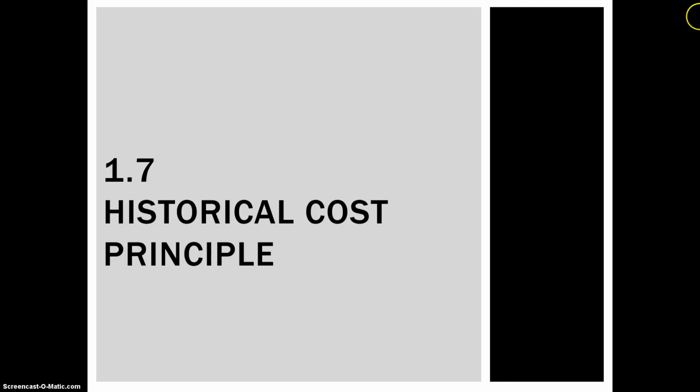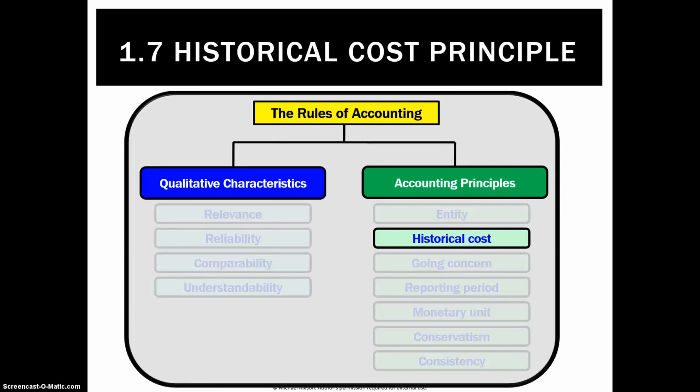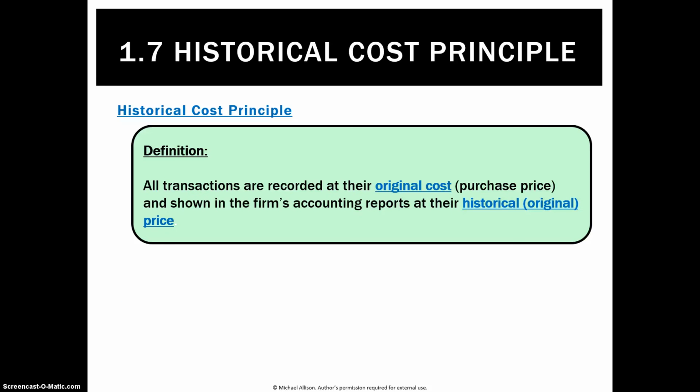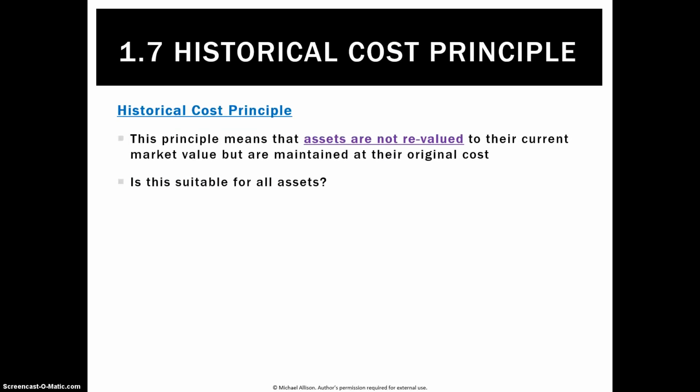The historical cost principle is an accounting principle that's very related to the qualitative characteristic of reliability. A definition is that all transactions are recorded at their original cost, or their purchase price, and must be shown in the firm's accounting reports at this historical price at all times. This means that assets aren't revalued to their current market value but are maintained at their original cost.